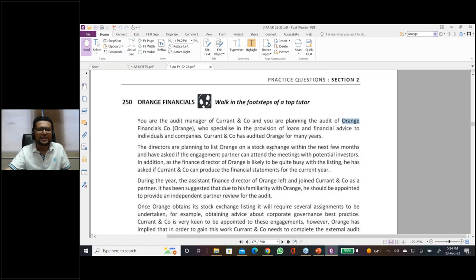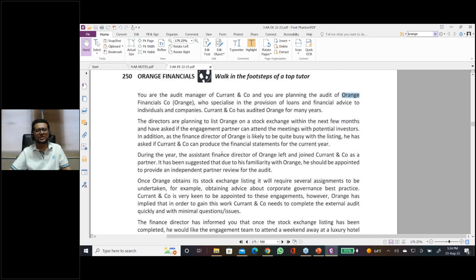So you are the audit manager of C company and you are planning the audit of Orange Financials, who specialize in the provision of loans. The company has audited Orange for many years. The directors are planning to list on the stock exchange within the next few months and have asked if the engagement partner can attend the meeting with potential investors.